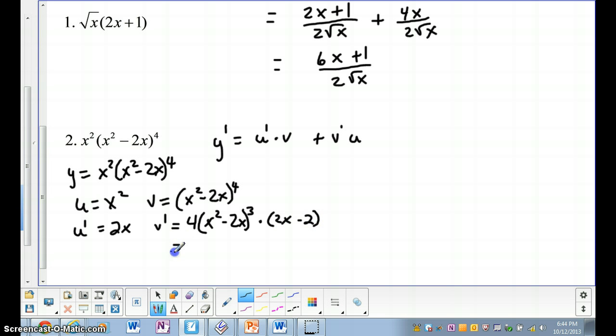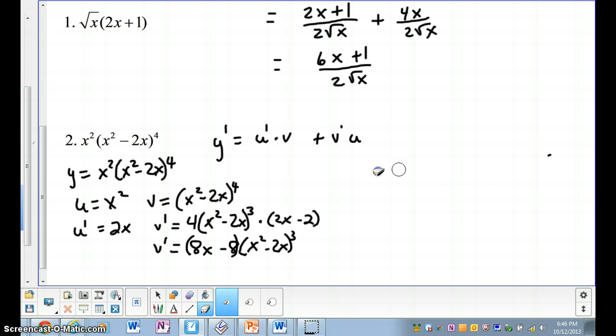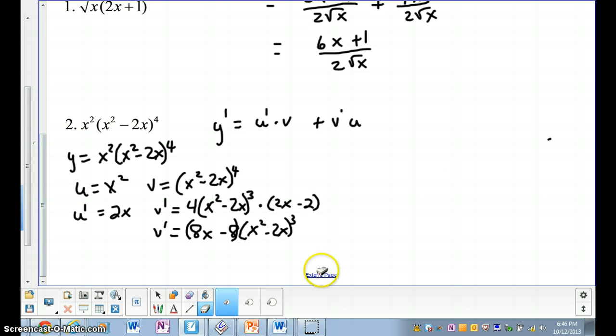Okay, let's go ahead and simplify our derivative of v, and we would have 8x minus 8 times our x squared minus 2x to the 3rd power. Okay, so now we have all of our parts to our problem, and we're ready to plug in to find our derivative of y. I started recording and it was running out of space, so I'm just going to go straight down and extend the page here instead.